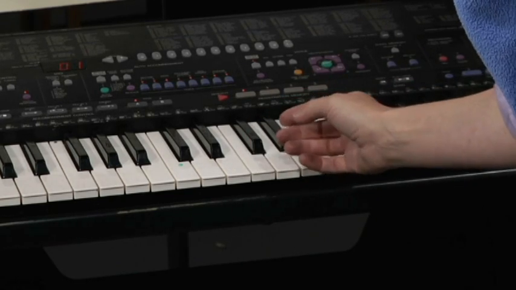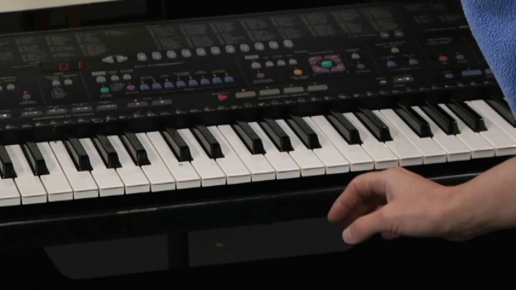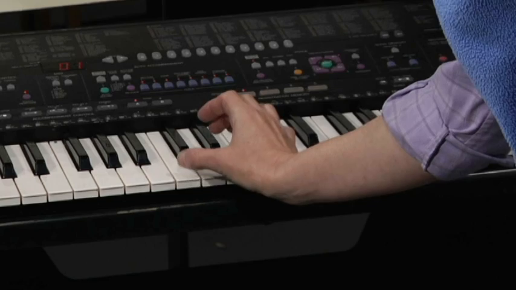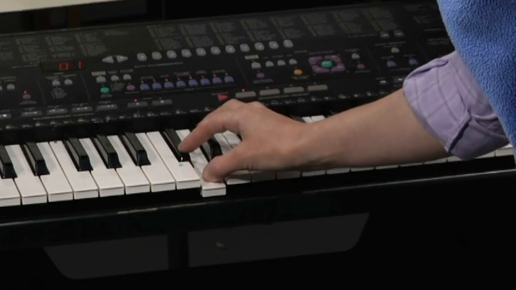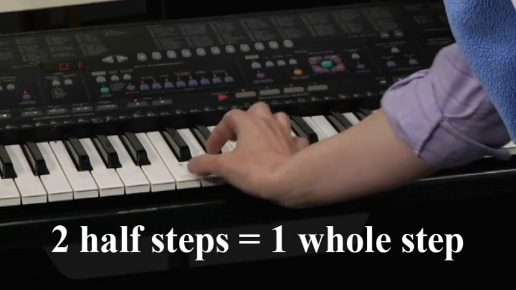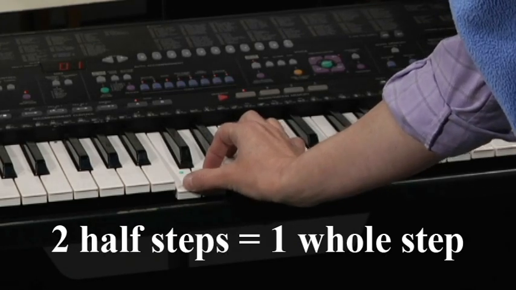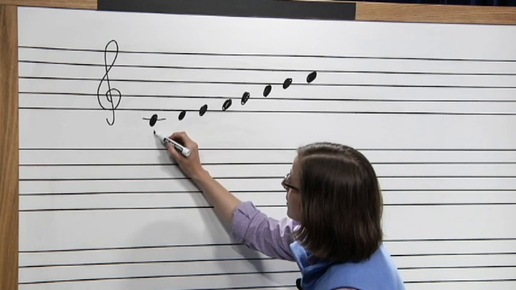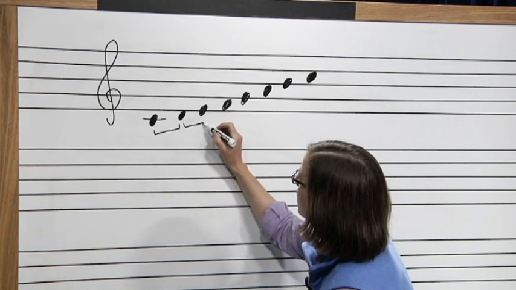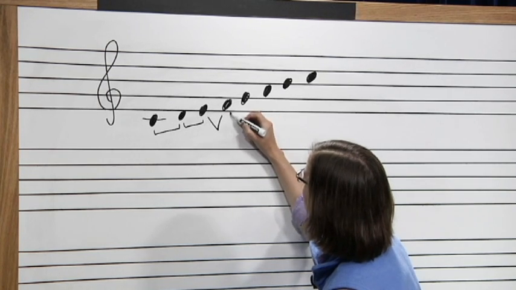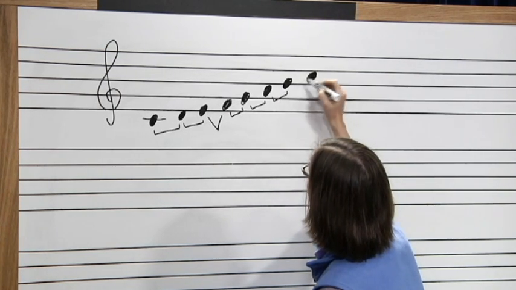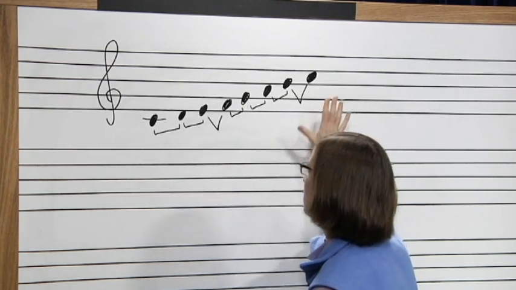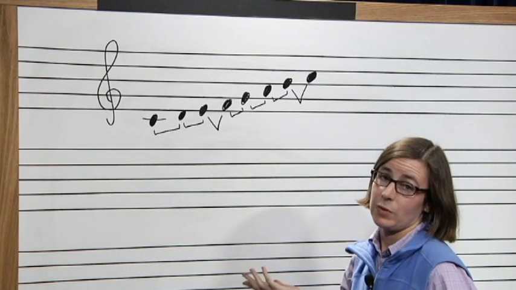Now, if you want to do a whole step, all you're doing is putting two half steps together. So if we go from a C to a D, there's a half step, and there's another half step. That makes a whole step. So I'm going to indicate these half and whole steps up here on the board. I use this sign for whole step, and then for half step, I use this. And there's that second one right there. So those are our whole and half steps that exist in the white keys of the piano.